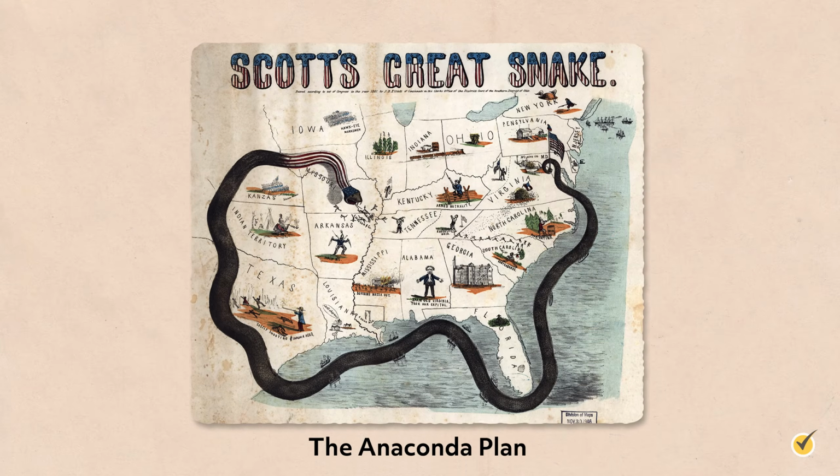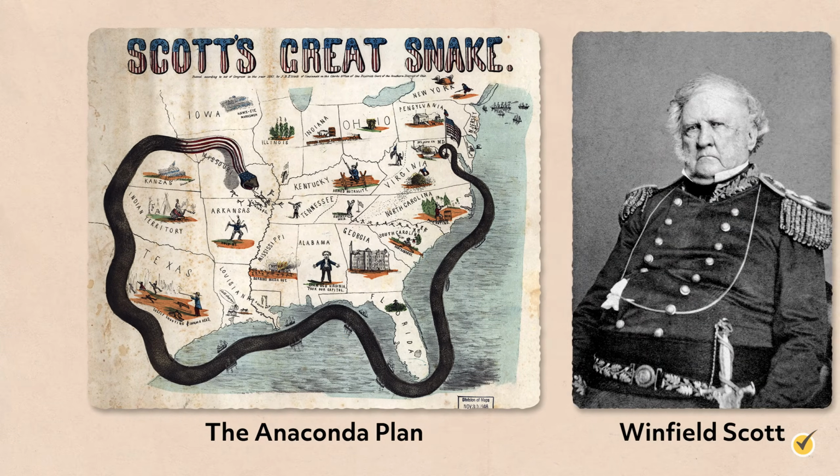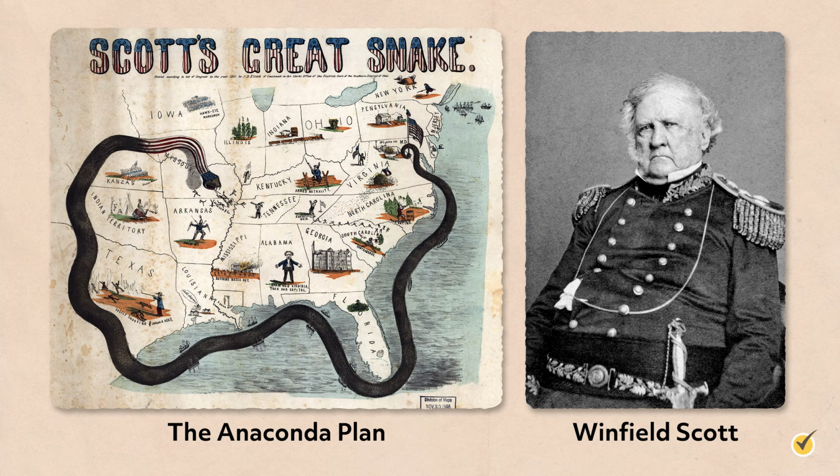The Anaconda Plan was conceived by the veteran commander Winfield Scott to bring the South to a surrender without an excess of bloodshed. The plan involved a naval blockade and the capture of key points on the Mississippi to choke off Southern exports. It was strategically sound, and the North maintained a blockade for the duration of the war, but not enough to satisfy the public demands for decisive action.